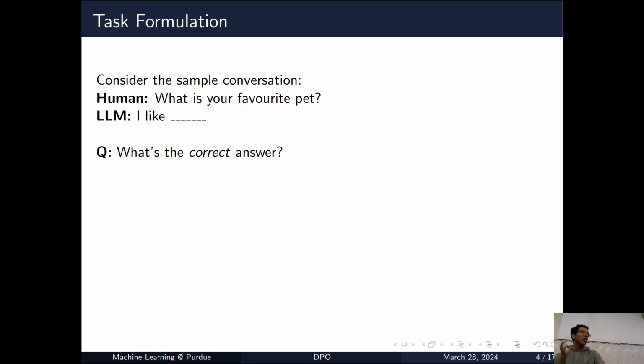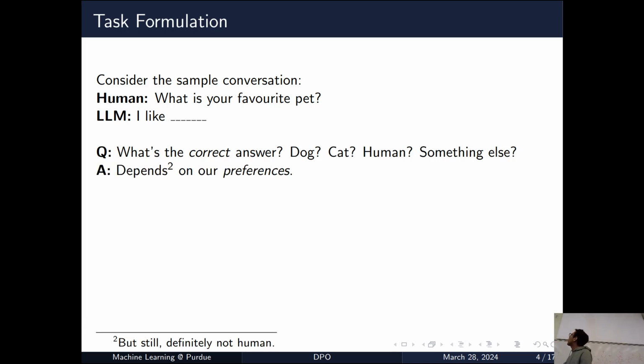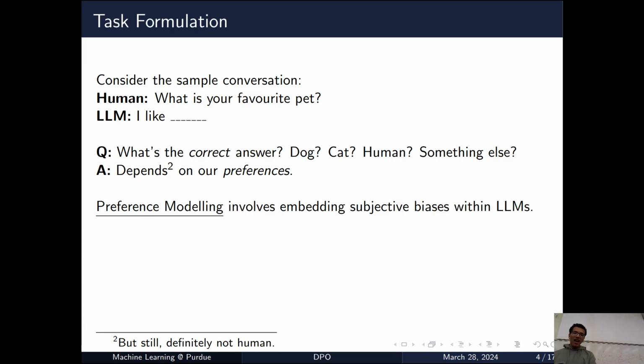However, this correctness may not necessarily be desirable as a property. And the consequence of that is the task of preference modeling. So is it dog, is it cat, is it human, or something else? It depends on our preferences. It depends on the type of the LLM that we want to create. At the same time, we still do not want it to be human. Anyways, preference modeling involves embedding these subjective biases within LLMs.